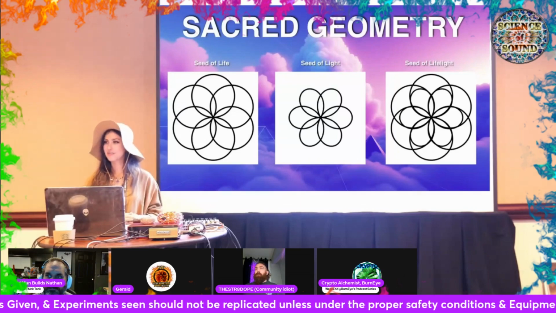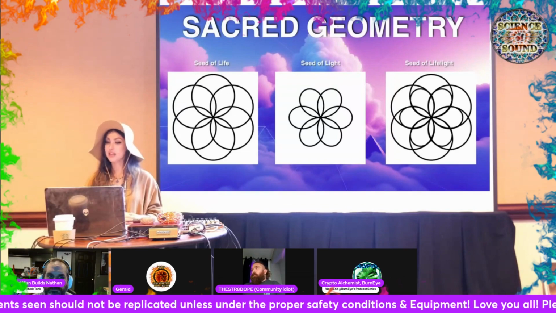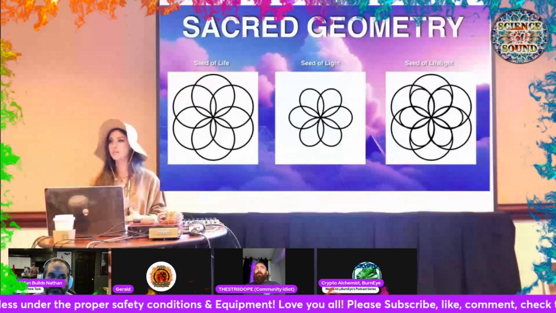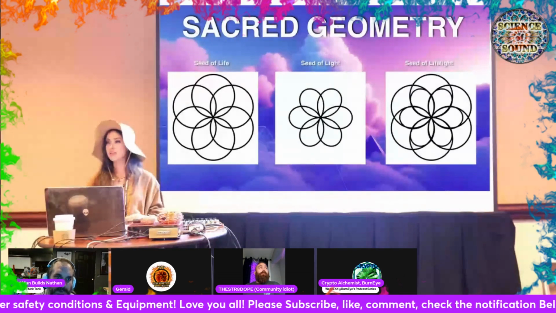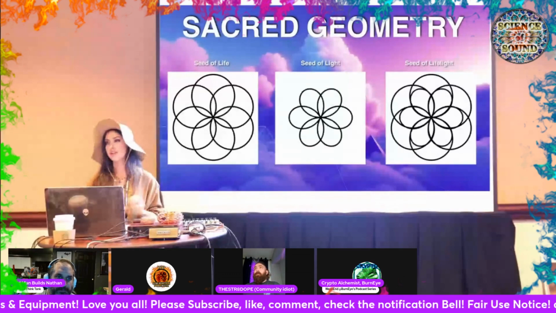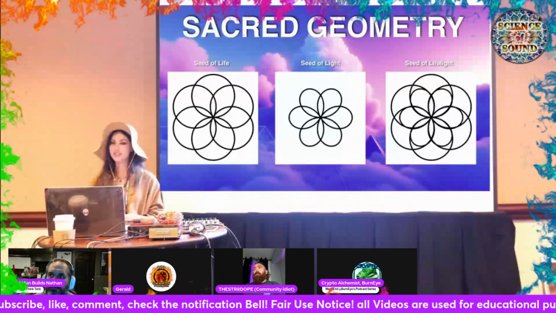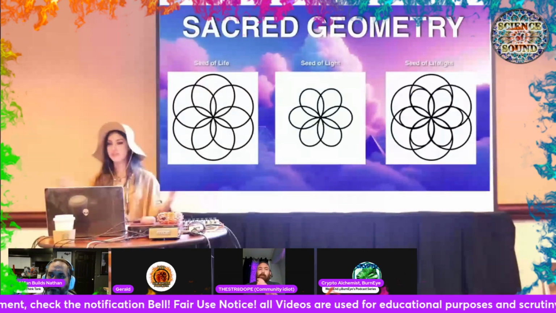They're like infinity symbols. Yeah, exactly. And infinity is one of the most important sacred motion symbols. I have a whole slide on the infinity symbol as well. But yeah, these are just seeds of light to imprint into your consciousness.